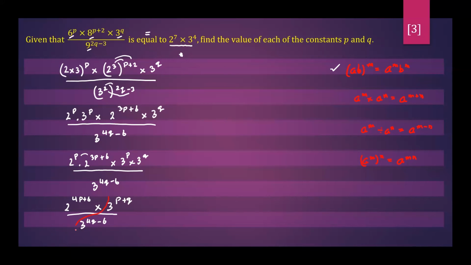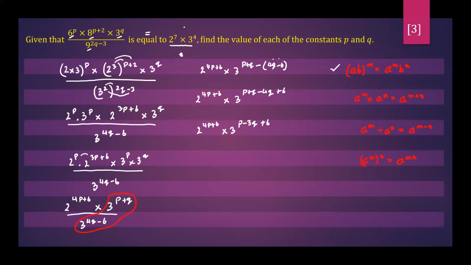So the next step will be to combine these two parts here because they are both base 3. So we'll write 2 to the power 4P plus 6 multiplied by 3 to the power P plus Q minus, in brackets, 4Q minus 6. You're subtracting both parts, so keep this in a bracket. So now we'll simplify our powers. We have 2 to the power 4P plus 6 multiplied by 3 to the power P plus Q minus 4Q plus 6. So we'll simplify one more time. 2 to the power 4P plus 6 times 3 to the power P minus 3Q plus 6.